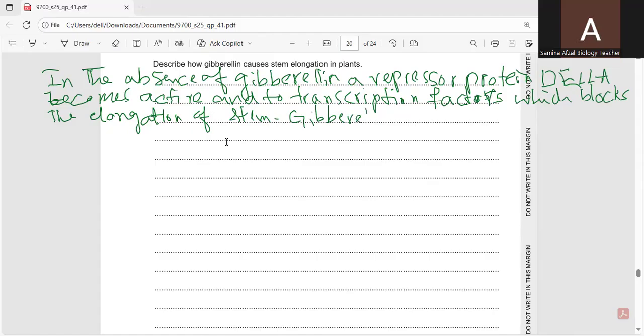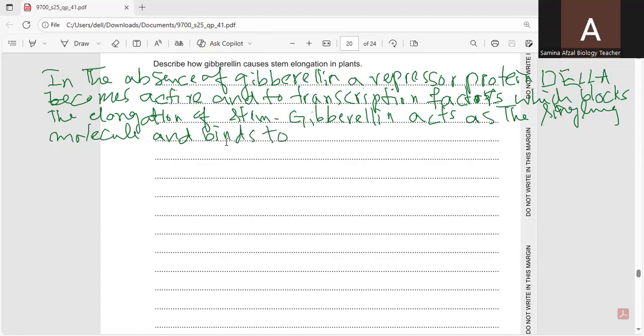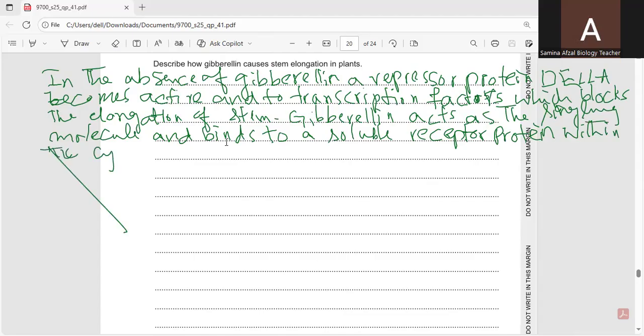Gibberellin acts as the signaling molecule and binds to a soluble receptor protein within the cytoplasm and nucleus.